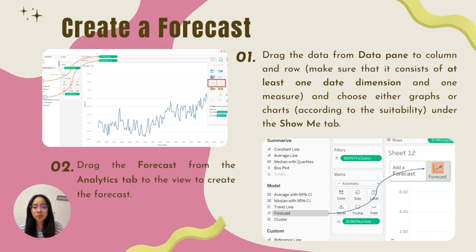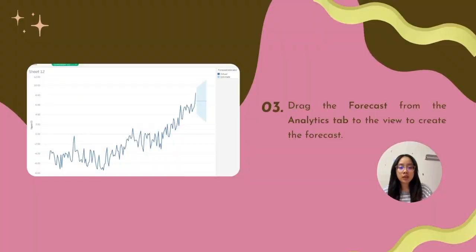Once you open the Tableau application, you need to drag the data from the data pane to column and row. You need to make sure that it consists of at least one dimension and one measure. And you need to choose either graph or charts according to the suitability of the data under the Show Me tab. Second, you need to drag the forecast from the analytics tab to the view to create the forecast. And lastly, you can view the created forecast by dragging the forecast from the analytics tab.